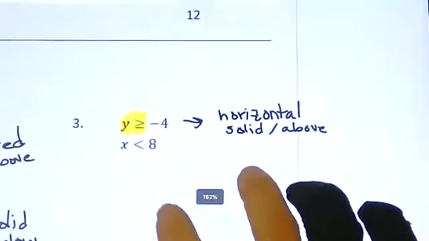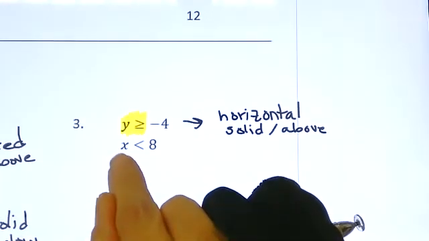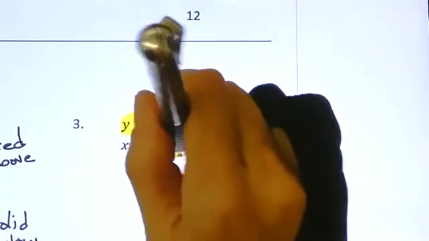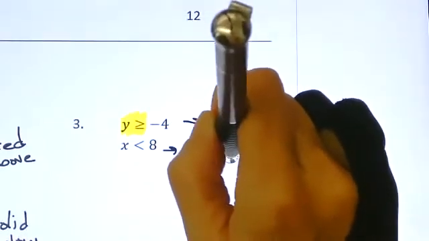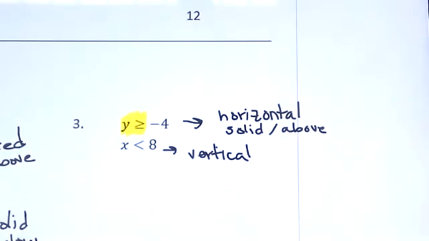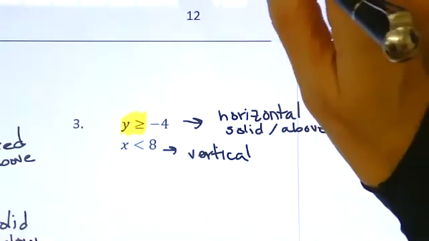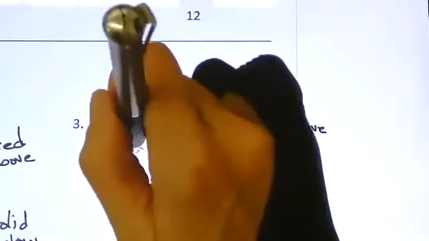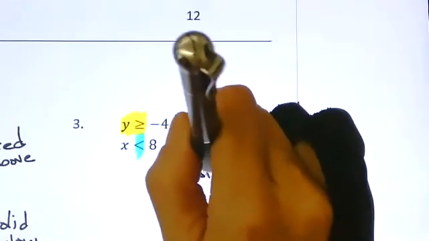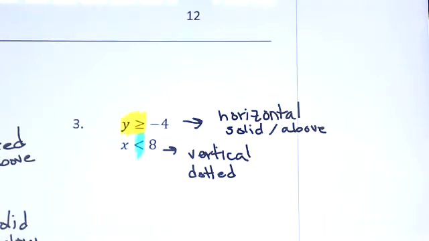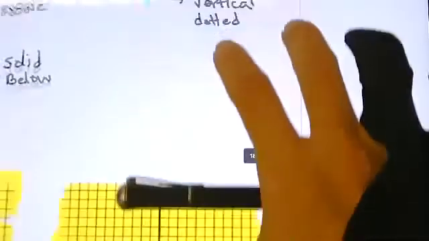Okay. The second one, there's no y. It's just an x. And this one is going to be vertical. When there's just an x and no y, it's vertical. But everything else that we've been doing is still true. Look at that. There's no equal sign. So I'm going to do a dotted line. Now there is no y, so I can't say it's a y is less than. So let's talk about the shading in a moment.